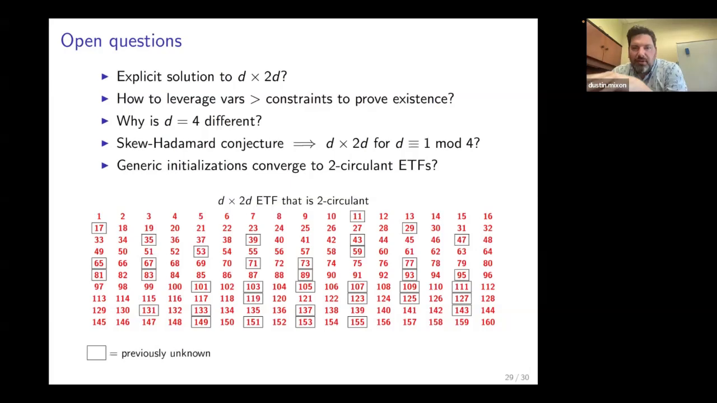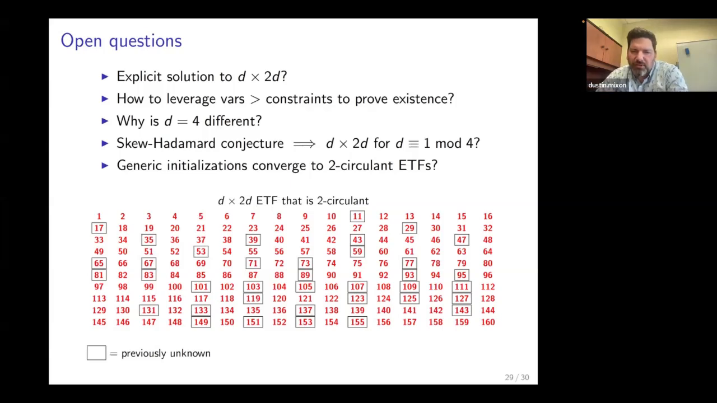The strong d by 2d conjecture cases on whether d equals 4. We believe that there is a unique 4 by 8 ETF up to isometries, or just up to obvious equivalences.